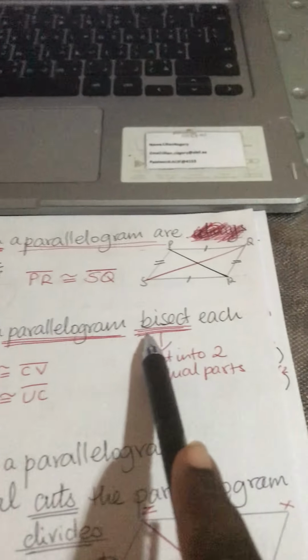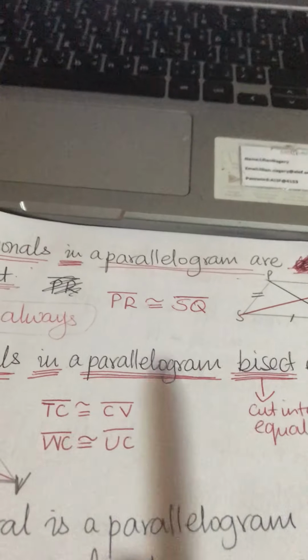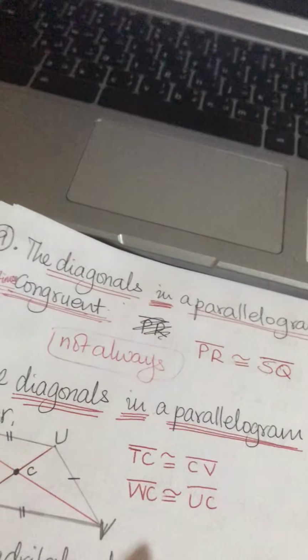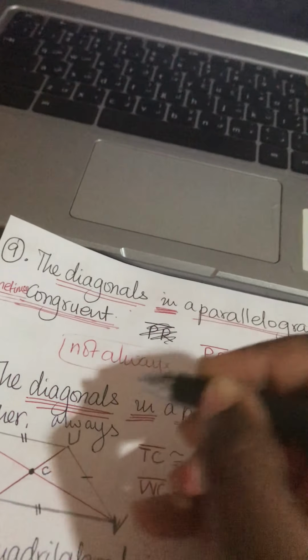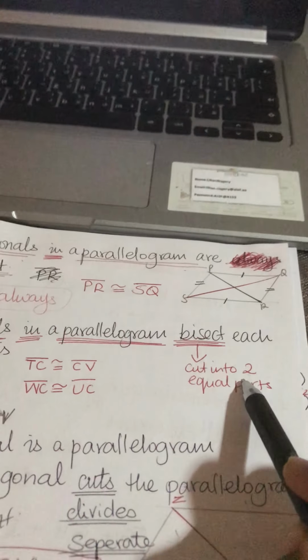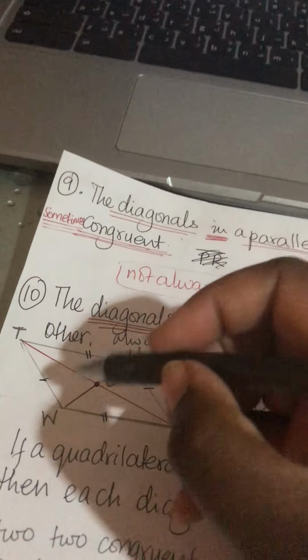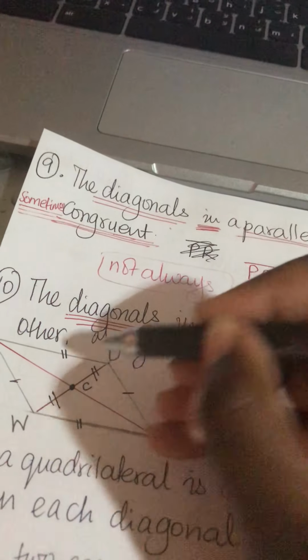Now, the diagonals in a parallelogram bisect each other. This is always. This one does not depend on the parallelogram. Bisect means to cut into 2 equal parts. So I am saying WC is the same as CU.